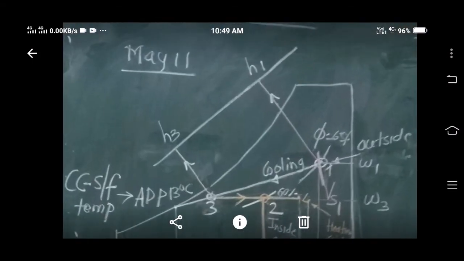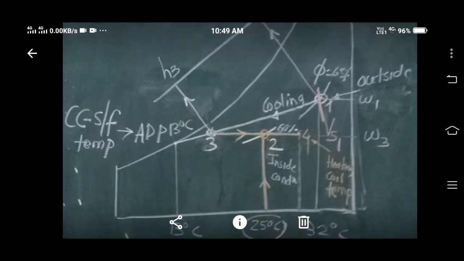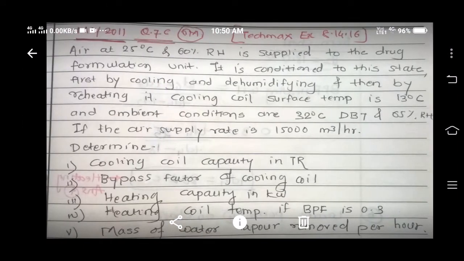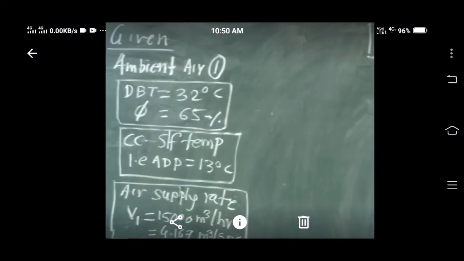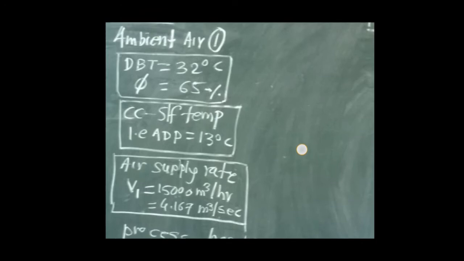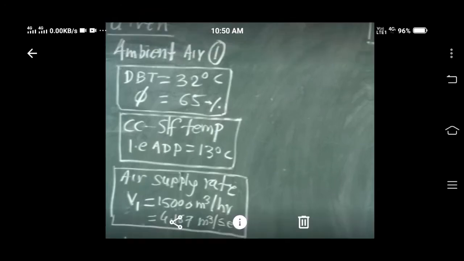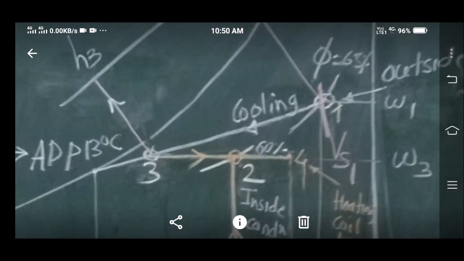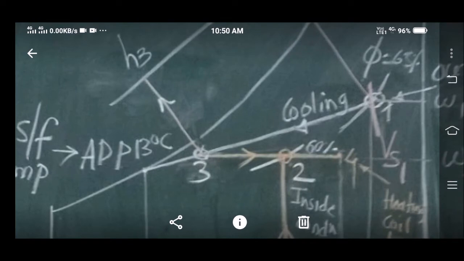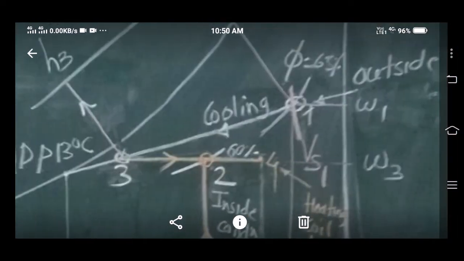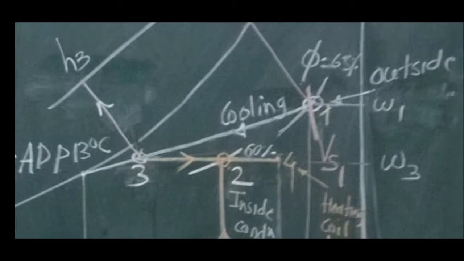So first of all we have to locate the point. We are given what data, so by that we can locate point number 1, ambient air with a dry bulb temperature 32 and 5. Then we are given ADP, that is 13 degree. So first of all locate point number 1, locate the point 13, join the line. This line we will get.